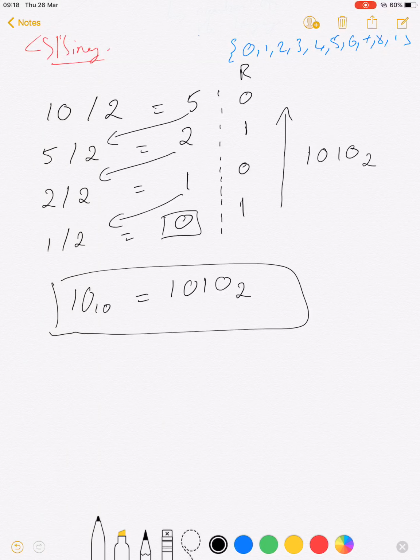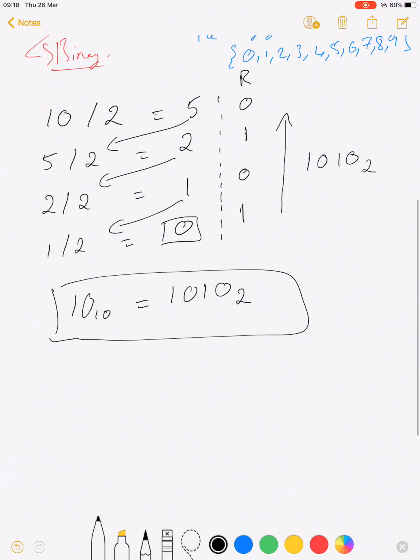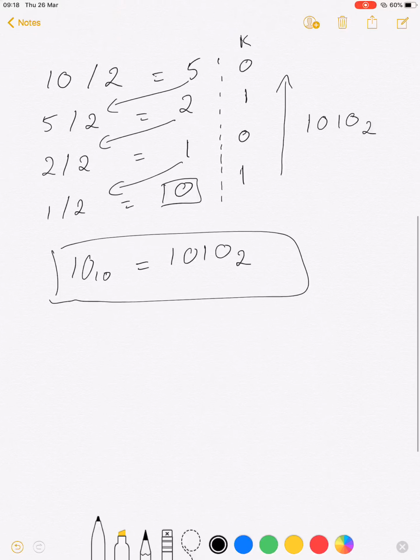Okay, so that's cool, right? So now we've just converted 10 base 10 into a binary number, which is 1 0 1 0 base 2. So the other number that we had was 7.